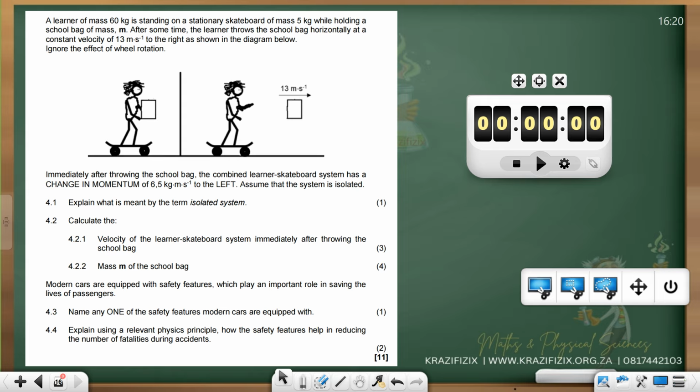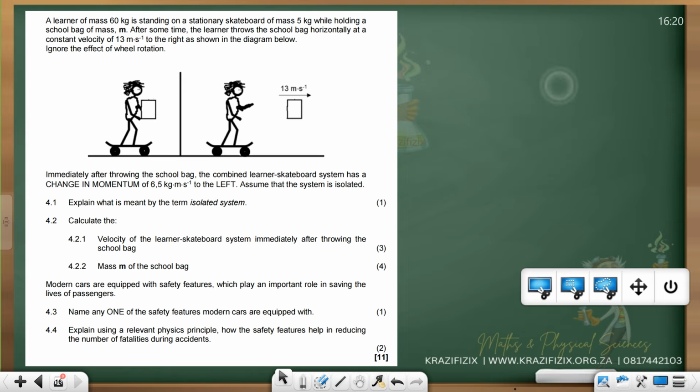Okay, let's mark quickly and let's see what we need to do. A learner of mass 60 kg is standing on a stationary skateboard of mass 5 kg while holding a school bag of mass m. After some time, the learner throws the school bag horizontally at a constant velocity of 13 meters per second to the right. Look quickly. I have not read this, but I know that the learner should move backwards. Why should the learner move backwards? Use physics to explain why. Newton's third law. The learner throwing something forward is a force on the bag. Now the bag will exert a force equal in magnitude but in opposite what? That's what pushes the learner backwards.